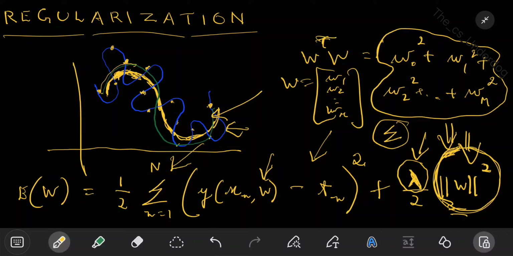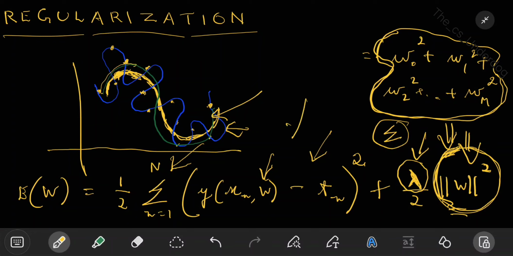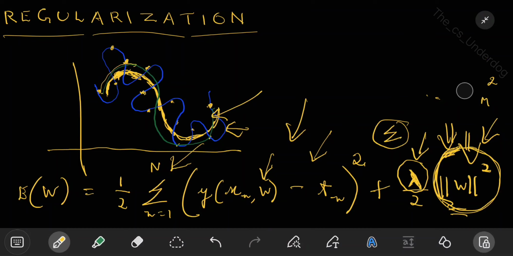And now when you do W transpose W, what happens? It will have a sum of squares. It will by default do the sum of all the coefficients. So you have a sum of squares error term on the left and a sum of squares regularization term on the right. What is it that you have to be careful of while using this regularization? That's what we'll see next.